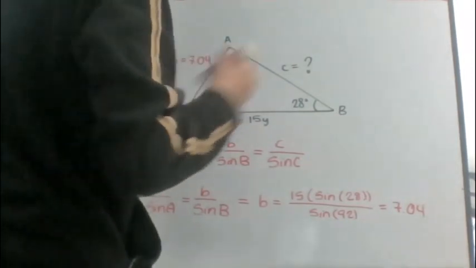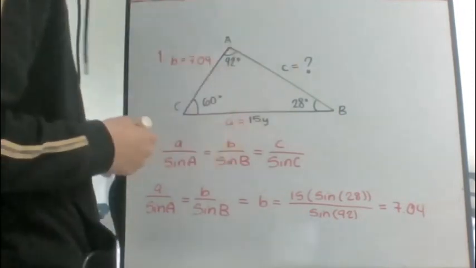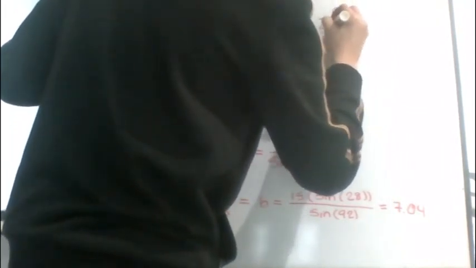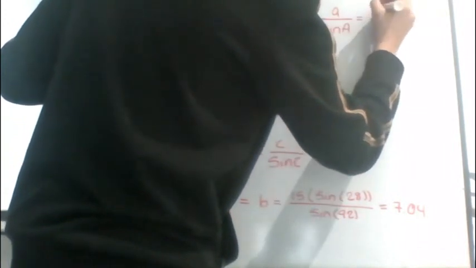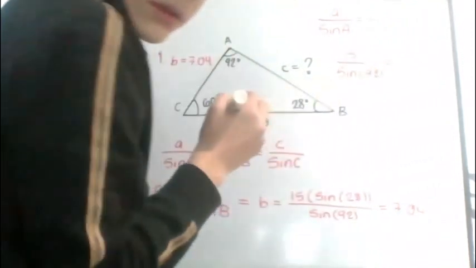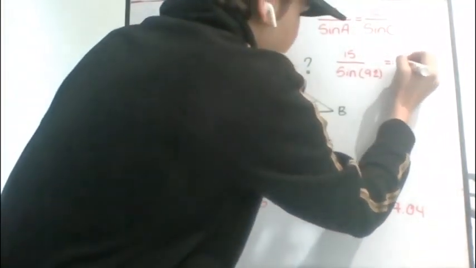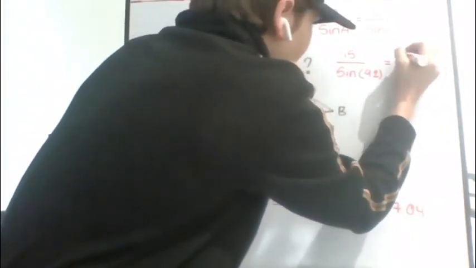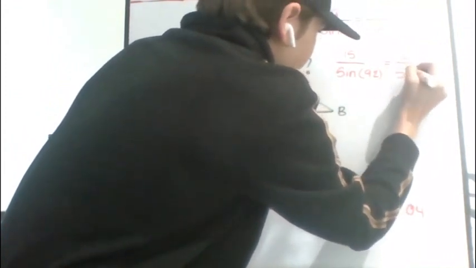Okay, but we are still missing the letter C, so we're going to do the same but with letter C. In this case, you know that A over sin A is the same as C over sin C. Okay, we already know what A is. It's 15, the same as sin A, which is 92. Okay, and C we're still missing.